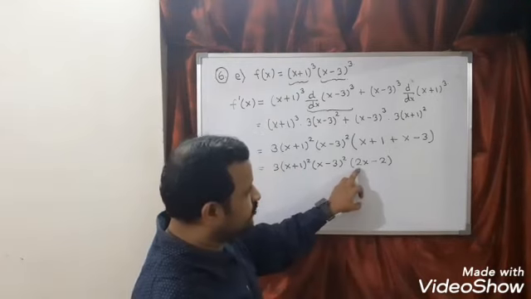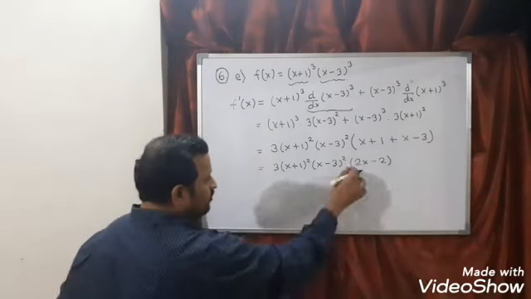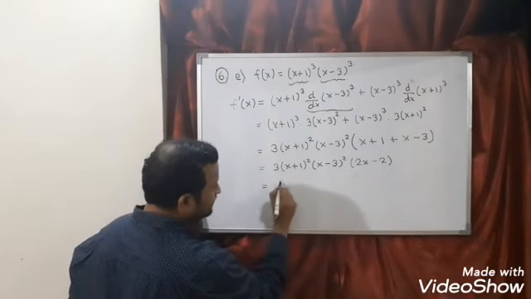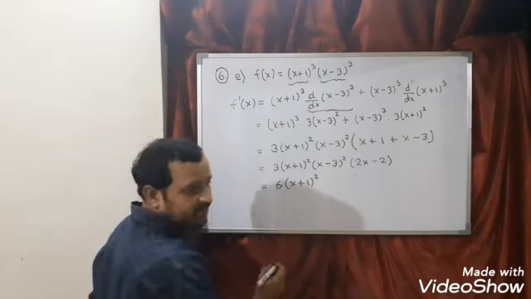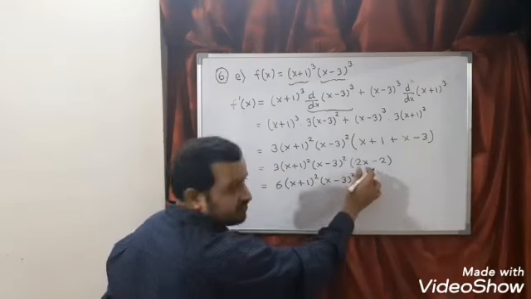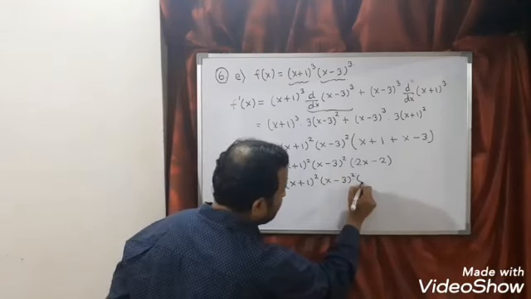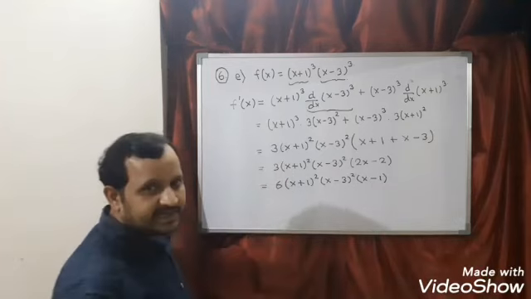Again you can see here 2 is here, 2 is here. We can take 2 common. So take 2 common, 2 into 3. So what you will get is 6 into (x plus 1) whole square into (x minus 3) whole square. So 2 I have taken common. What you will get here is x minus 1. I think it is clear.